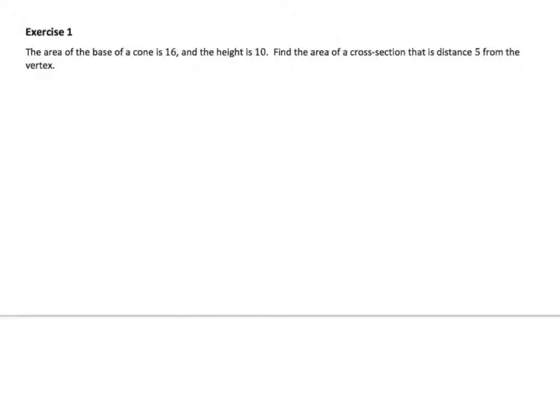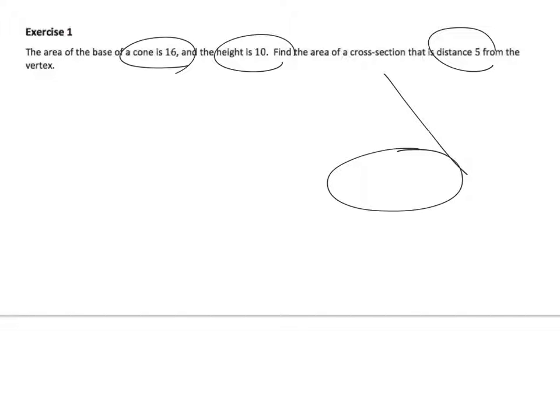All right, let's look at exercise 1. The area of the base of a cone is 16 and the height is 10. So the area is 16, the height is 10. Find the area of a cross-section that is a distance of 5 from the vertex. So I don't know what kind of cone it is. That's all right.